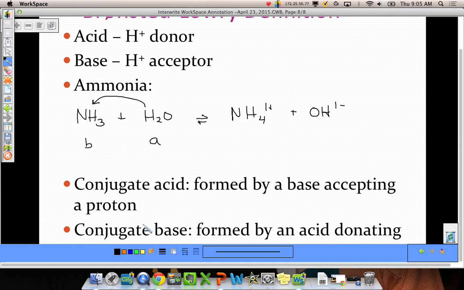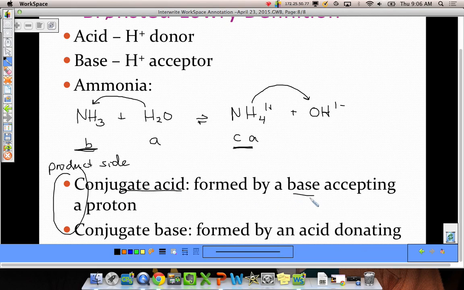So thinking about what's going on here, what do these two things actually mean? We're looking at the product side. These always deal with the product side, and we're just looking at how this equilibrium is going to go back in the reverse reaction. To get back to ammonia, the ammonium ion would have to donate one of its protons to the hydroxide ion, which would take it and become water. So is the ammonium ion acting as an acid or a base? Acid. But it's on the product side, so it's the conjugate acid. My base and my conjugate acid are always related. The conjugate acid is formed from the base. And that means that my OH that's accepting an H plus is my conjugate base. And that's why it's associated with my acid.